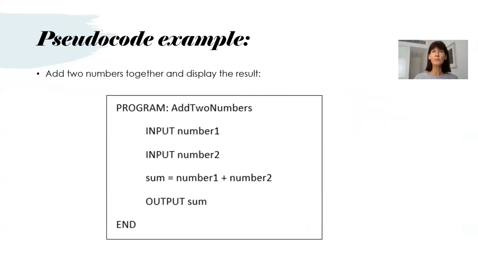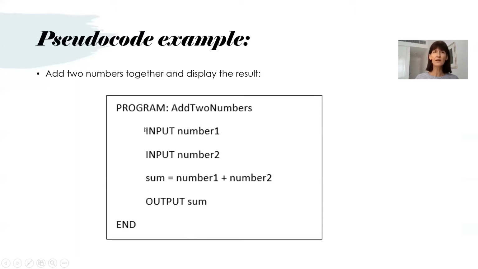So here's an example. If we wanted to add two numbers together and display the results, the solution would look like this. We first put the program name, program add two numbers, then input number 1, input number 2, sum equals number 1 plus number 2, output sum, and end. A few things I'd like you to notice.